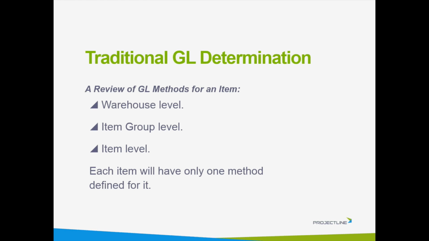Let's start with a quick review of the traditional GL account determination. It's easy. The traditional ways for determining GL accounts for an item are warehouse, item group, and item level. The accounts that get used for an item traditionally are driven from the settings on the warehouse, the settings on the item group, and less frequently, the item level. Let's quickly have a look at Business One and see how traditional GL account determination works. We will use a warehouse example.